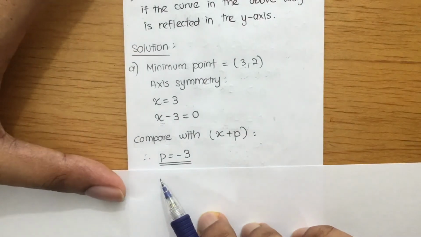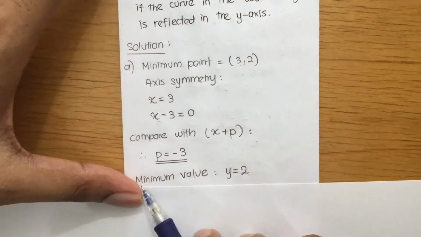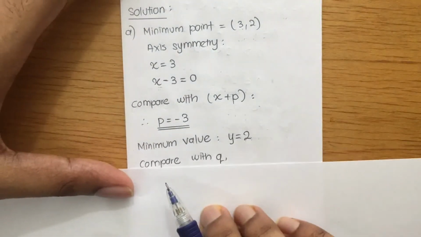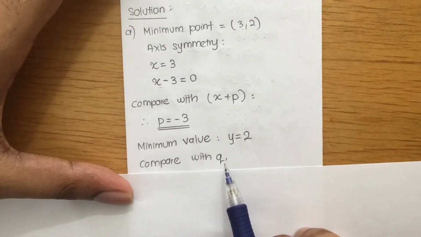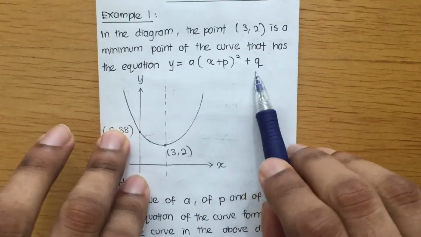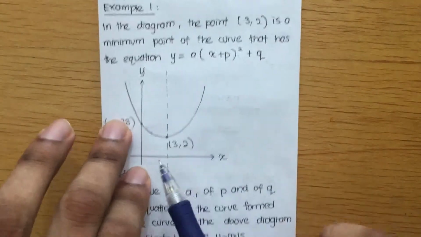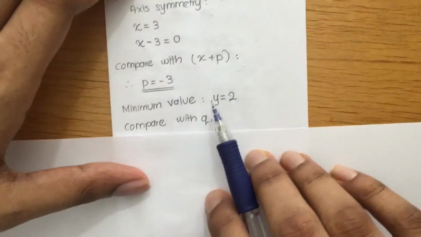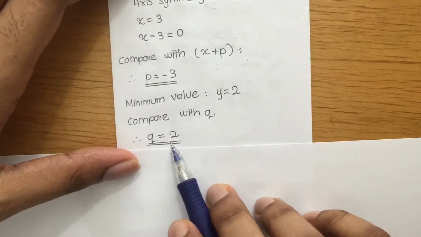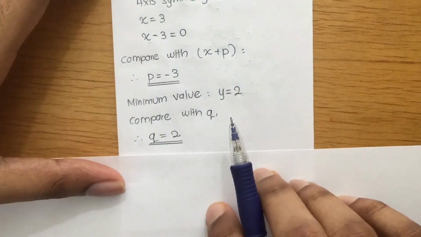Let us continue with the next step. From the minimum point itself, we know that our minimum value is y equals 2. So now we compare with the q value. Remember, I've explained earlier that this q value gives the minimum value or the maximum value depending on the coefficient of a. In this case, it gives the minimum value. Therefore, we know that our q value is equal to 2. So this is your second answer. Let us proceed to the next step.